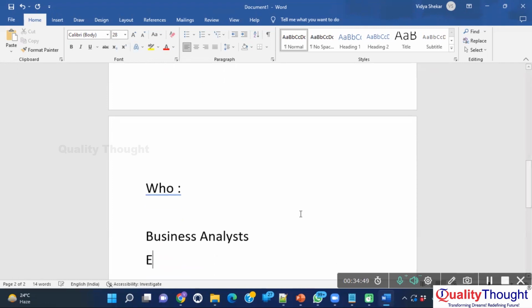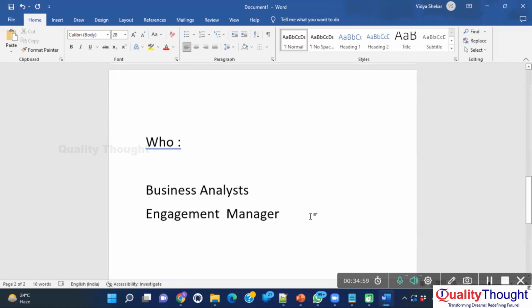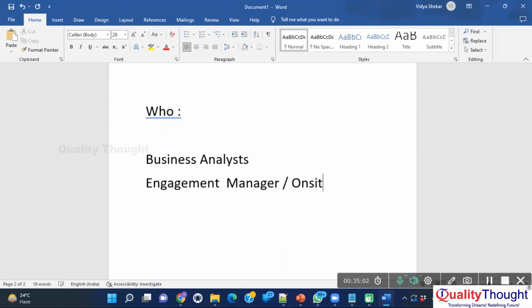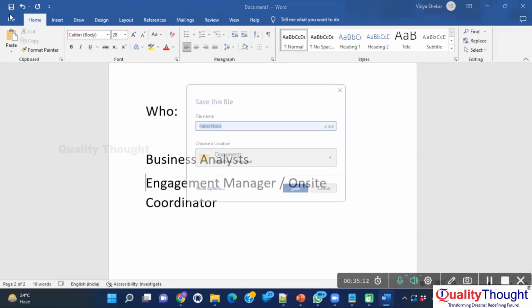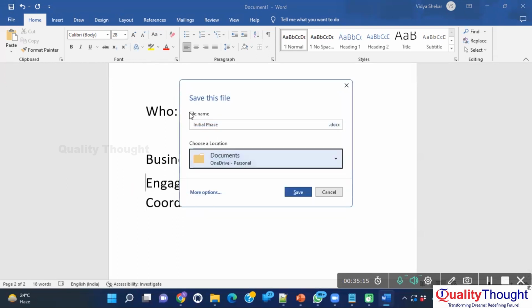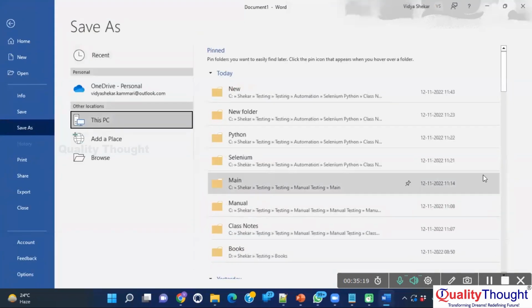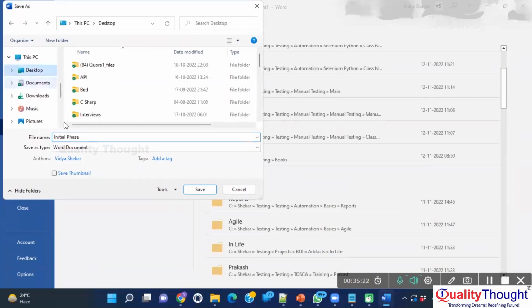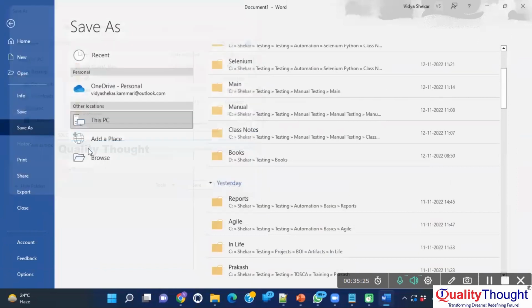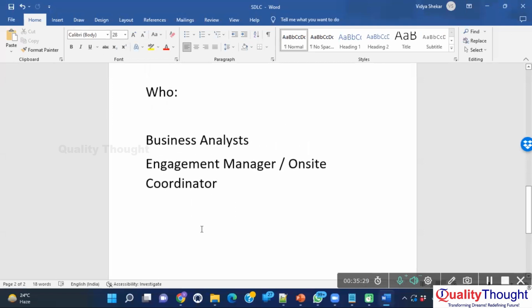There's also one more person called the engagement manager. Has anybody heard these terms, engagement manager or on-site coordinator? Okay, the engagement manager is the one who sits in the client's office. He sits near the client, and he interacts with the vendor companies.